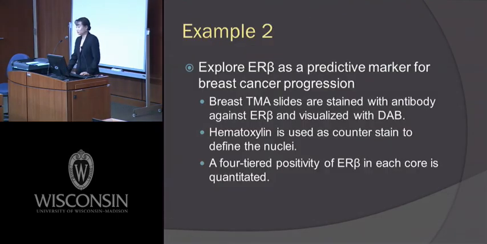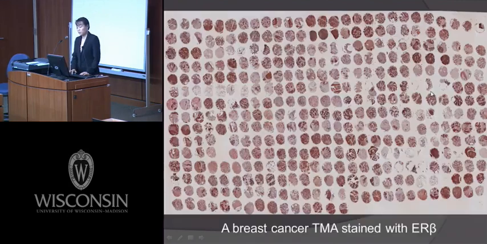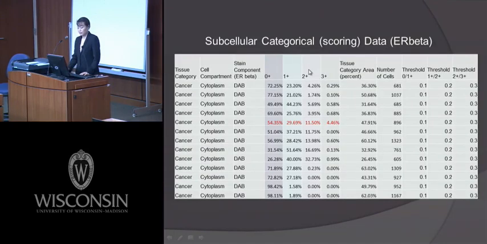Experiment 2. This experiment is to explore ER-beta as a predictive marker for breast cancer progression. So we did some experiments. As you can see, this is our breast TMA, done by the Trip Lab and owned by TSB. And you can see we can do this categorical quantitation. We can quantitate ERG expression into negative, 1+, 2+, 3+ for each patient.